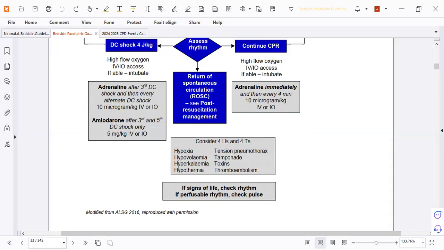hypovolemia, hyperkalemia, hypothermia, tension pneumothorax, which may be the cause of hypoxia, tamponade, cardiac tamponade, which may be causing hypovolemia, toxins, which may be the cause of hyperkalemia, and thromboembolism also you have to think about.